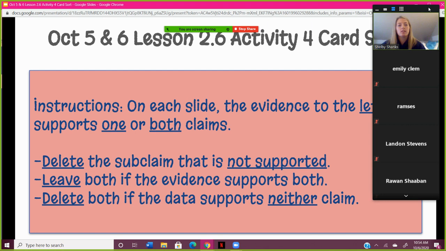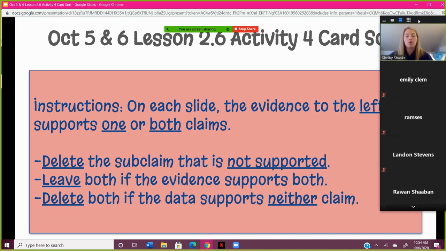The evidence to the left, you're going to have different evidence cards. They're not all going to be the same. You're going to have cards, I think it's A through J maybe, and it's going to support one or both of the claims. So your instructions are going to be delete the subclaim that is not supported.